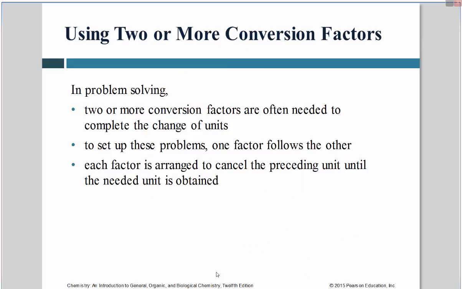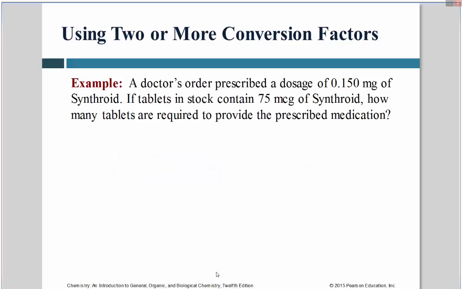All right, oftentimes you're going to have a situation where you have more than just one conversion factor that's needed. So we'll do a couple of those practice problems as well. Okay, this one's a fairly complicated one. It's specifically for medicine. A doctor says that a patient needs 0.150 milligrams of Synthroid. However, the tablets that you have are 75, remember that's micrograms.